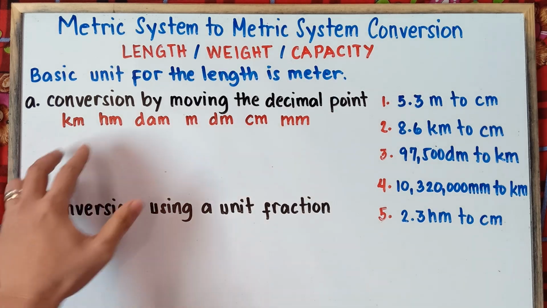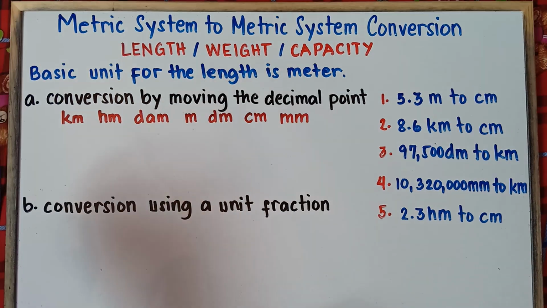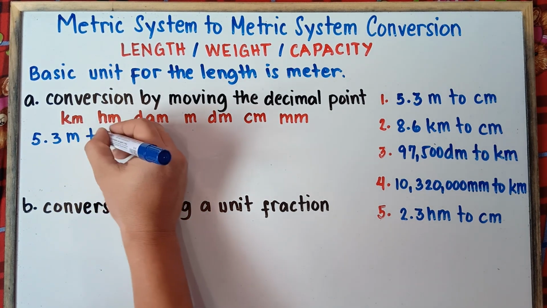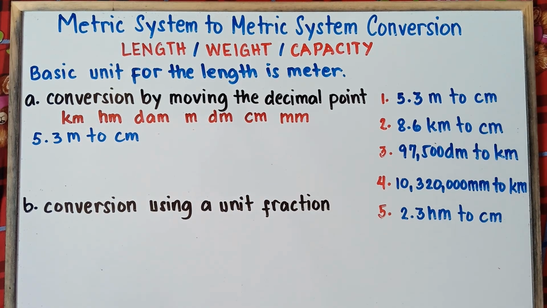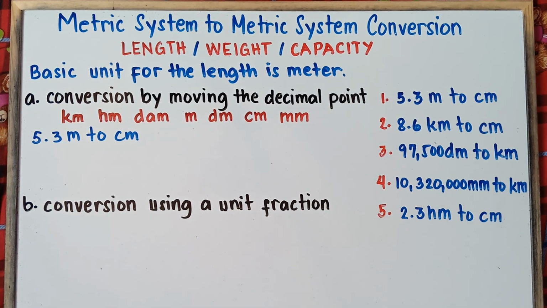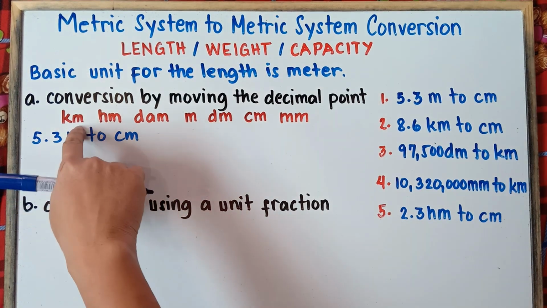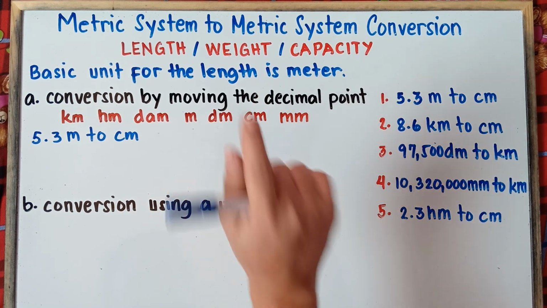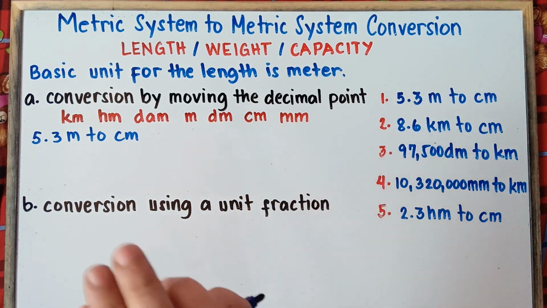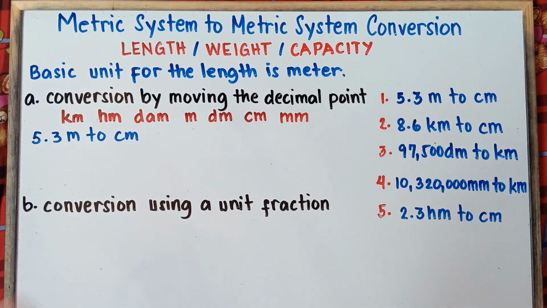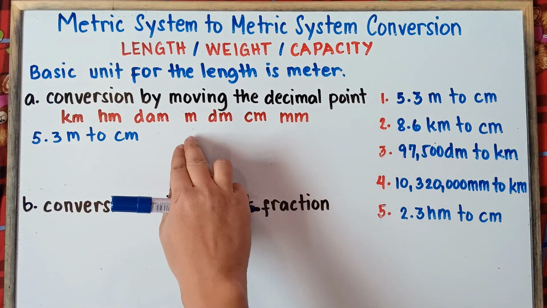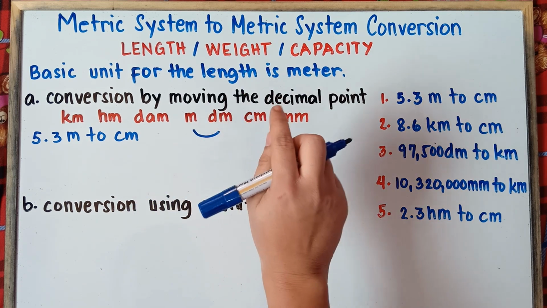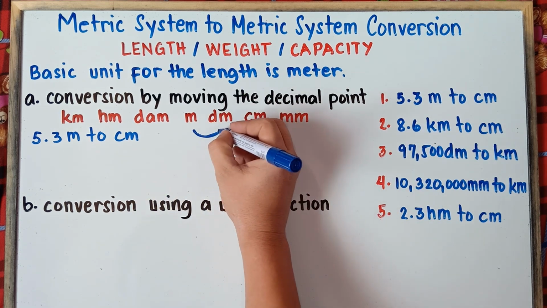So, let's start with conversion by moving the decimal point. 5.3 meters converted to centimeters. Once again, conversion by moving the decimal point. This will be your guide. You have kilometers, hectometers, decameters, meters, decimeters, centimeters, and millimeters. From meters to centimeters, you check how many units you will move. Meters to centimeters. So, 1. And then 2.